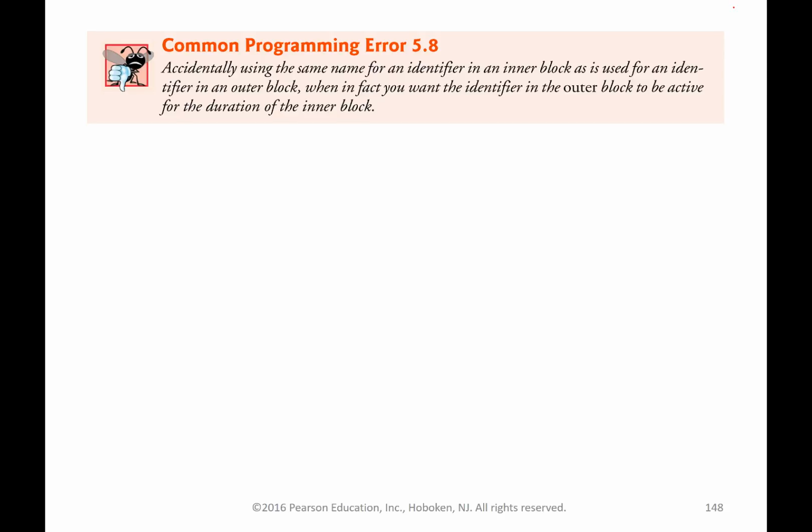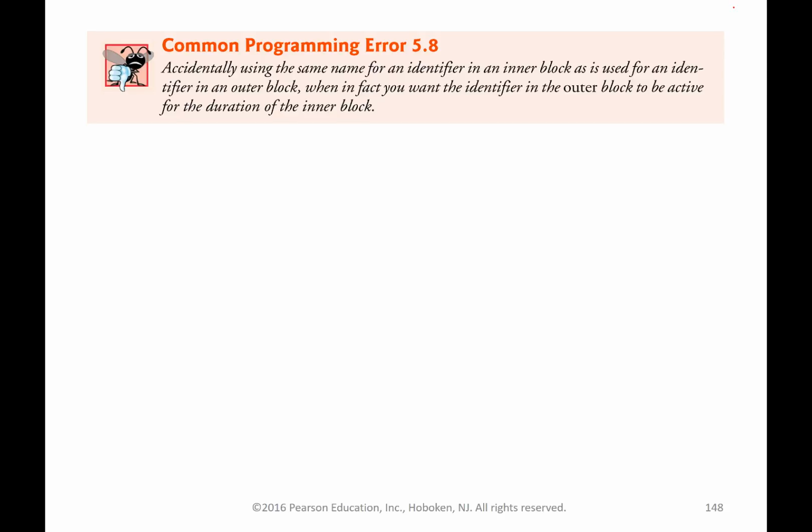Programming error: accidentally using the same name for an identifier in the inner block as in the outer block when the outer block is to be active. All right. What they're saying, for example, when I use the nested loop there, where I add an inner block and an outer block, is that one of the things that happens is you try to use the old value of I within the loop, and it doesn't work because it's been wiped out with the inner value. That's why I don't like to do that.